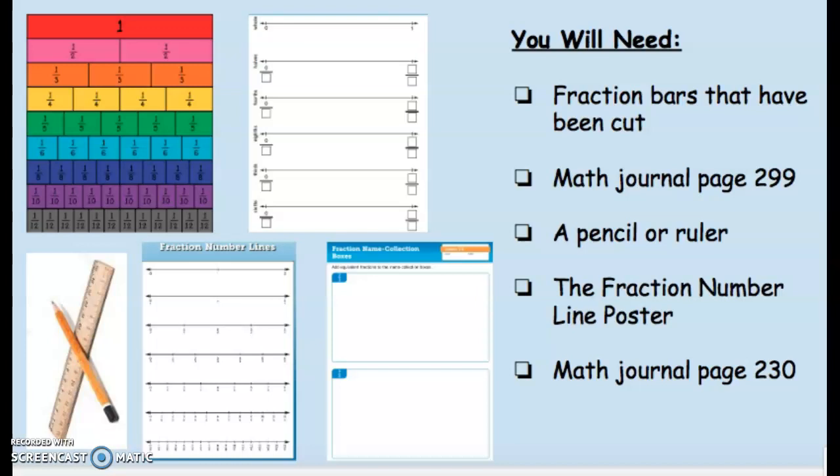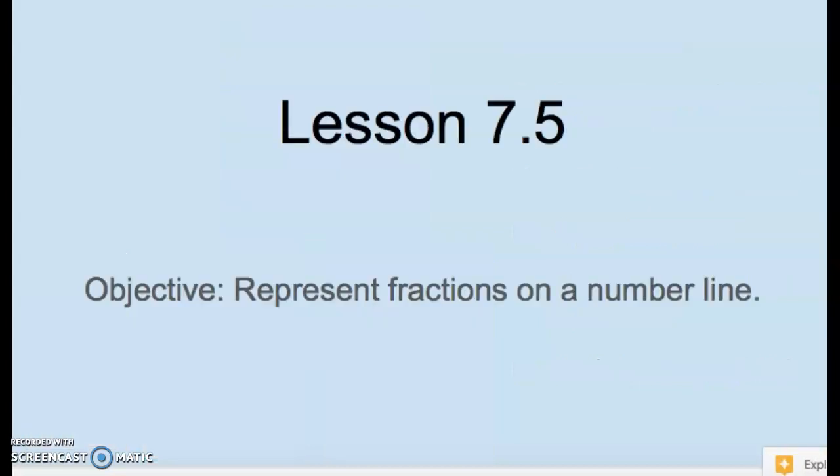Before we begin, please check your materials in front of you. You will need the fraction bar sheet printed and cut, Math Journal page 299, a pencil or a ruler, the fraction number line poster, and Math Journal page 230. Perfect. Now that you have all of your materials, let's begin Lesson 7.5.